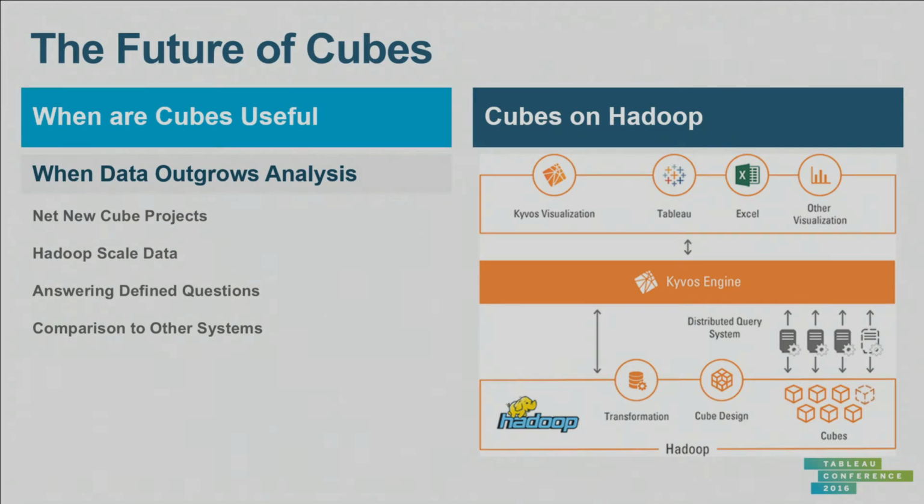This is actually a vendor that I have worked with before called Kaivos Insights, and their product is actually a cube built on top of Hadoop to allow people with huge volumes of data to analyze it in Tableau. So there are certainly new vendors out there. There's AtScale is another one. I know they're here at the conference, and they build cube-like structures to get analytics on top of massive big data.